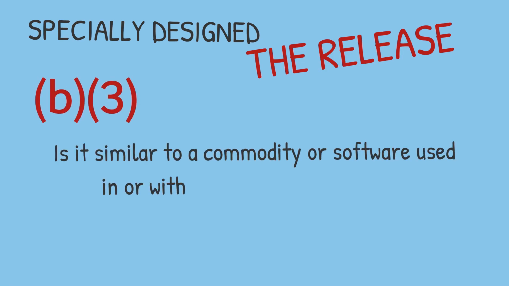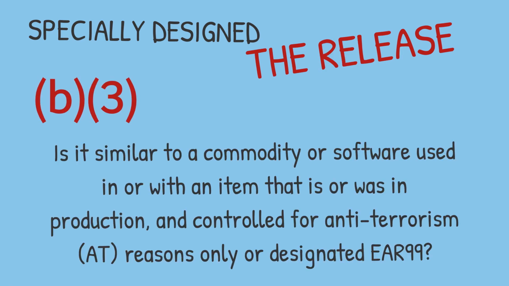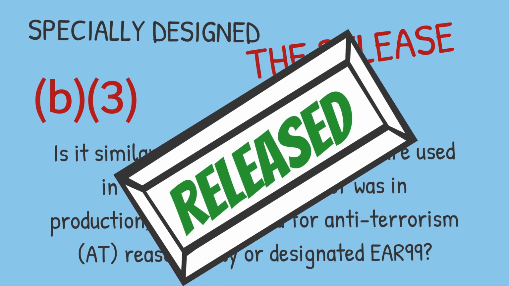Paragraph B3 releases parts that have the same performance capabilities and the same or equivalent form and fit as those used in or with items in production and controlled for anti-terrorism reasons only or designated EAR 99. Paragraph B3 says, is it similar to a commodity or software used in or with an item that is or was in production and controlled for anti-terrorism reasons only or designated EAR 99? A stamp with the word released appears on the screen.